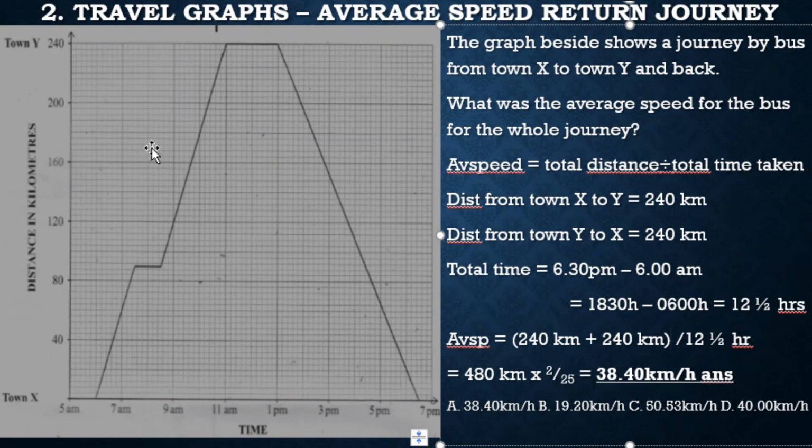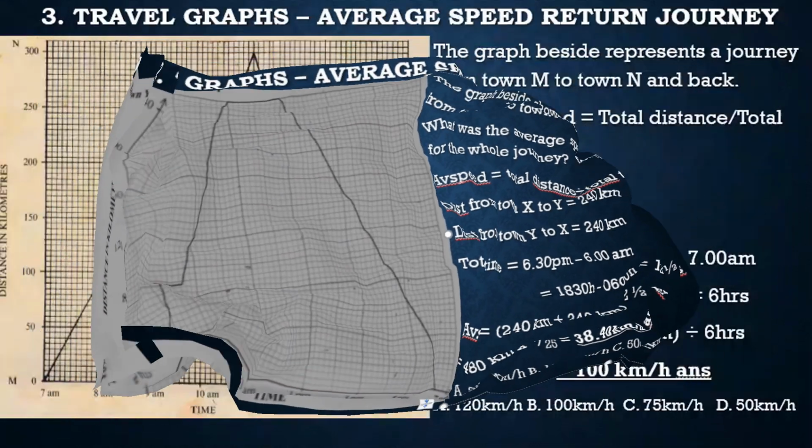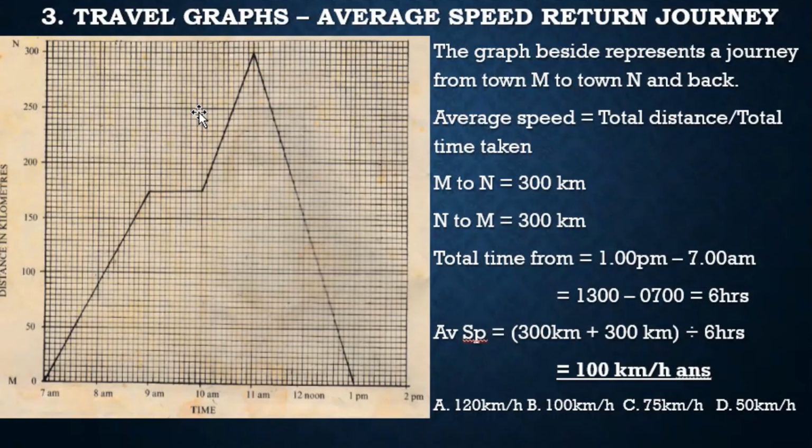Now we move on to number 3. The last question on average speed on a return journey says the graph beside represents a journey from town M to town N and back. So we have to get the average speed.